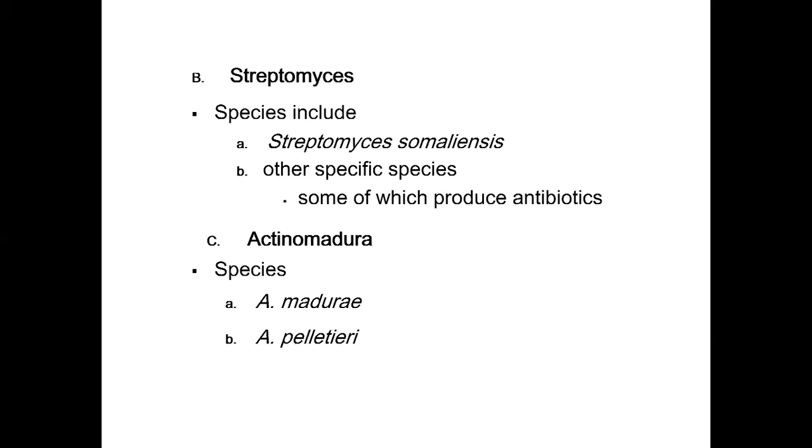Then a third aerobic genus is Actinomadura. The species here, for example, are Actinomadura madurae and Actinomadura pelletieri.